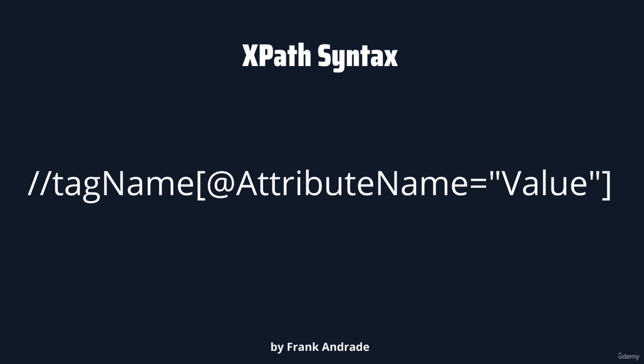Now we can also specify the attributes, adding square brackets and writing inside the attribute name. This is the standard version of an XPath. It starts with double slash followed by the tag name, square brackets, the @ sign, and the attribute name like class, ID, and so on. Then we write the equal sign, then quotation marks, and inside the quotation marks, the attribute value. This is how we build an average XPath expression.